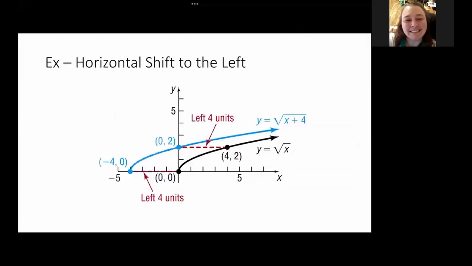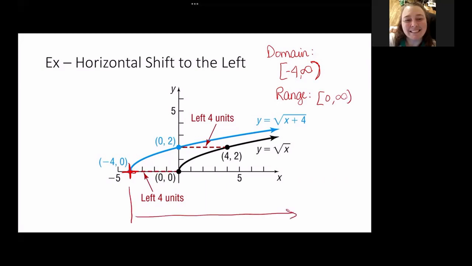Again, let me get you a much better picture because my drawing skills are terrible. Now, here's my start point right there. So my domain is going to be what? -4 to infinity. And my range is going to be 0 to infinity. From -4 to infinity, from 0 to infinity. You can see each point has moved to the left 4 units.